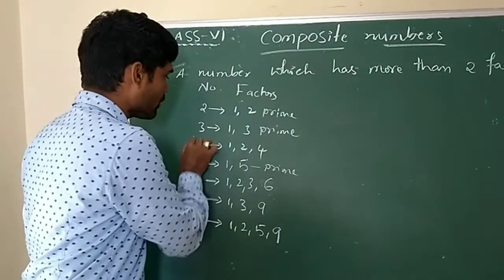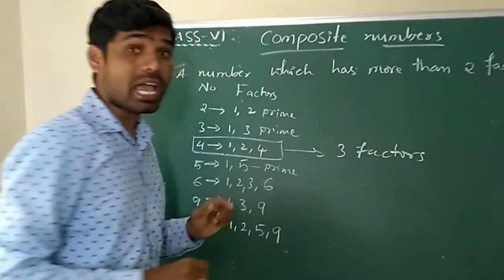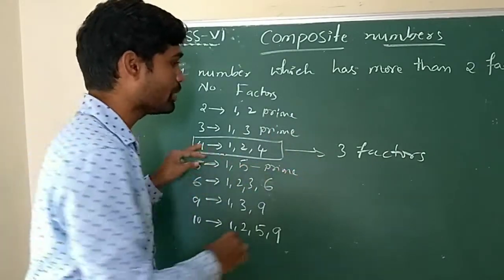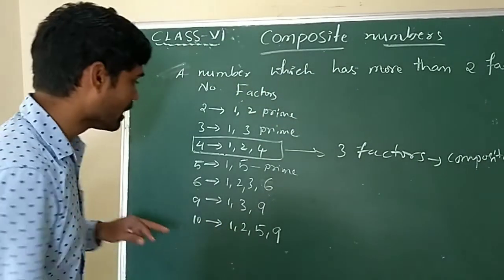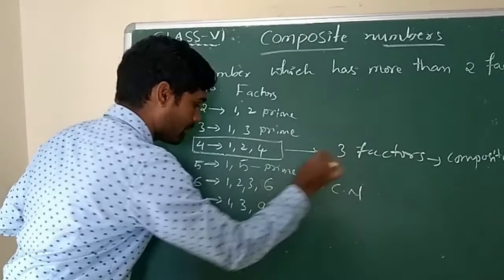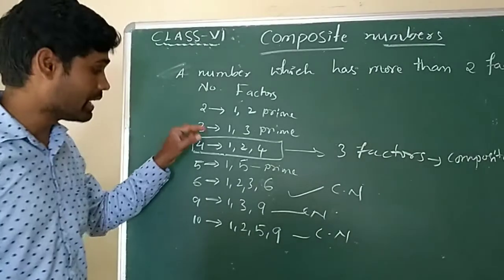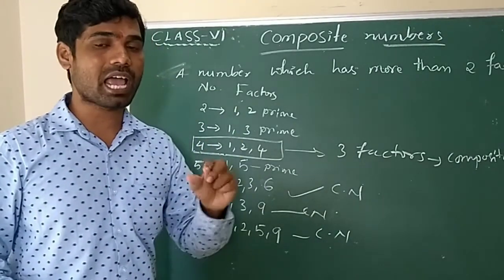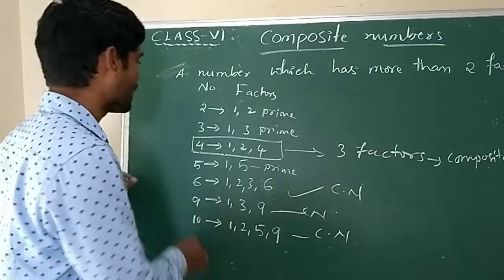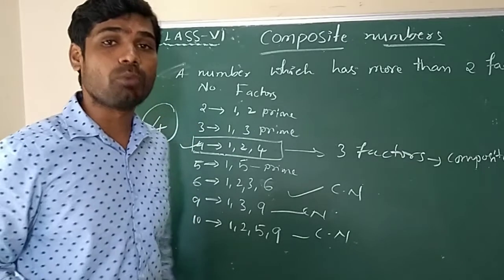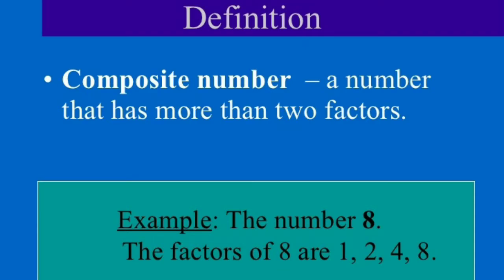Now you see, what about 4, which has 3 factors? Which has 3 factors means more than 2 factors, so it is a composite number. You can see here 6 is also a composite number, 9 is also a composite number, and 10 is also a composite number, because they have more than 2 factors. Which has more than 2 factors is called a composite number. I hope you understand the composite number definition. The smallest composite number is 4, which has more than 2 factors. Now you can see a few examples of composite numbers: 4, 6, 8, and so on.